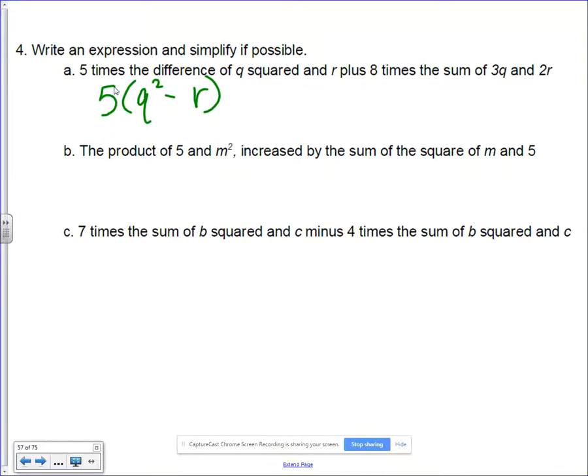Now it says plus 8 times the sum. So I need to do 8 times a whole sum. 3Q and 2R, he says. How we doing? But you need to simplify it. So what are you going to do? Okay, what do you get when you distribute? Everybody following Savannah? Okay, what about the next part?